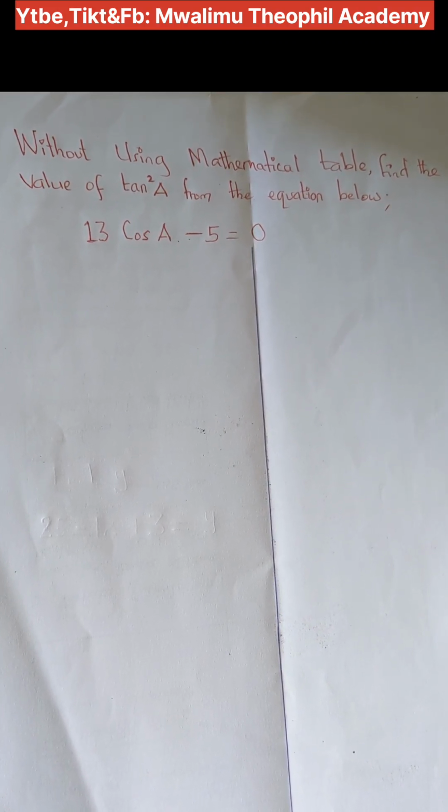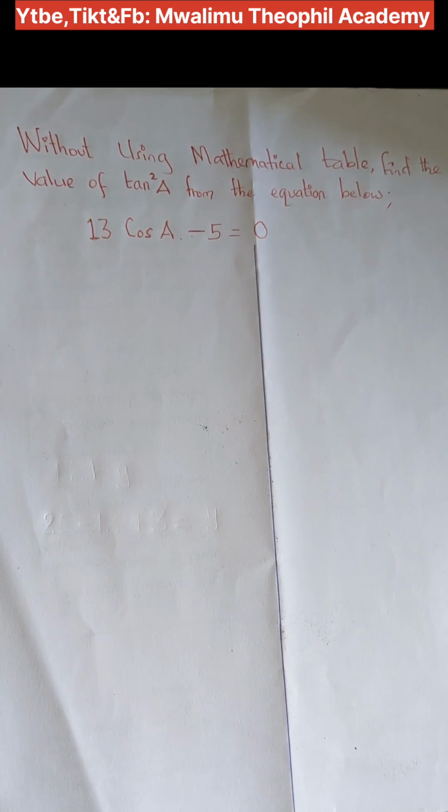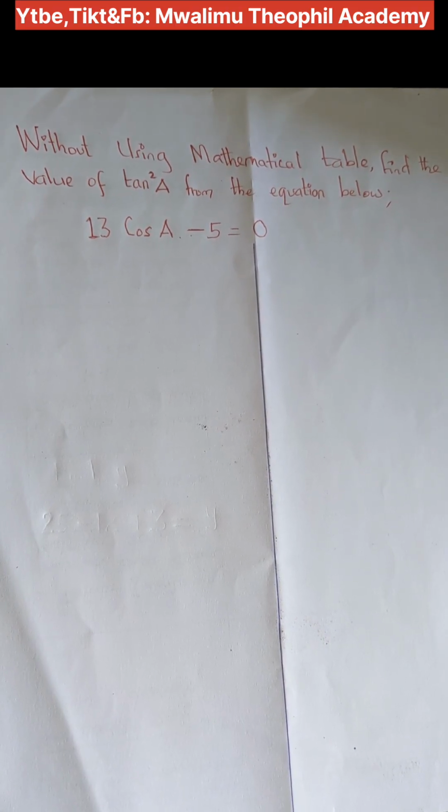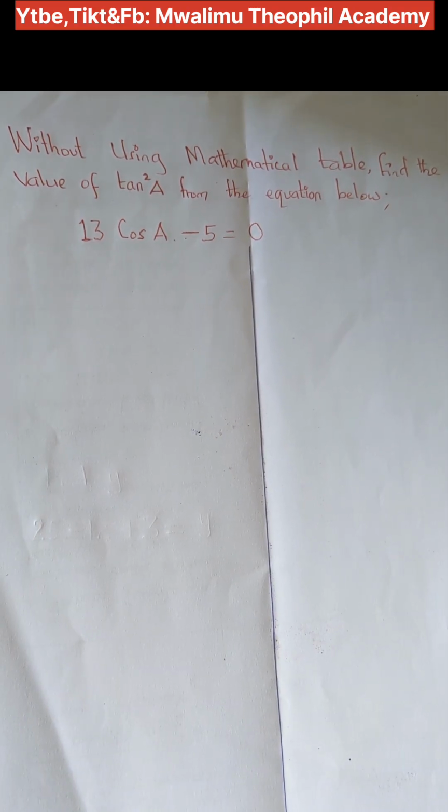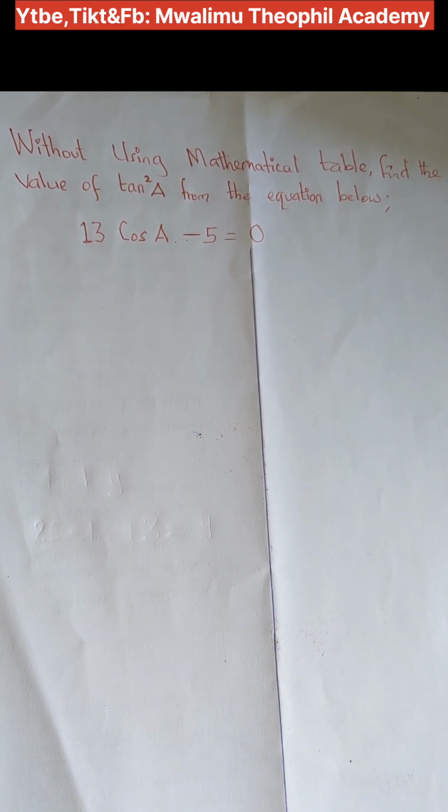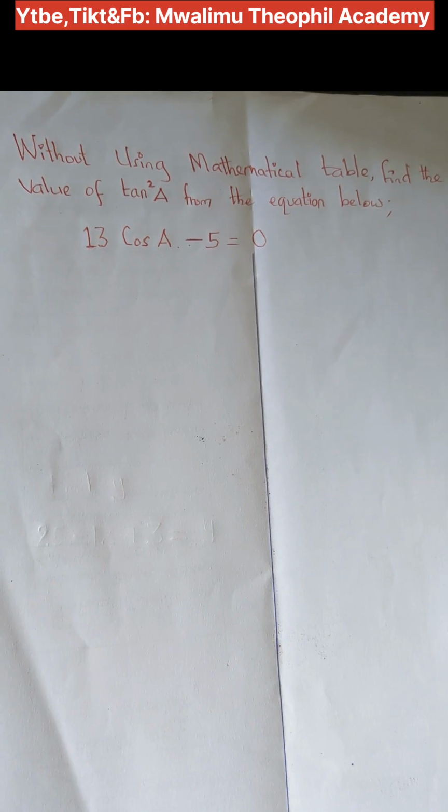Here we have a question. It states that without using mathematical table, find the value of tan squared A from the equation below. The equation is 13 cos A minus 5 is equal to 0. Now, let's see the solution for this question.